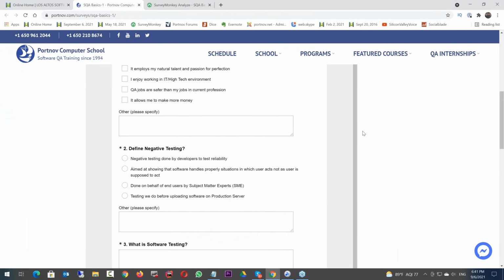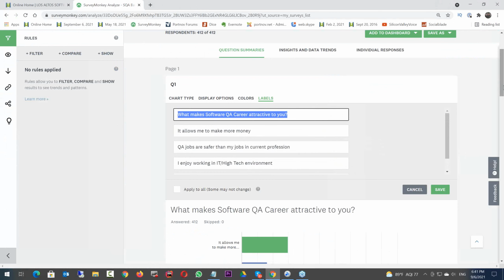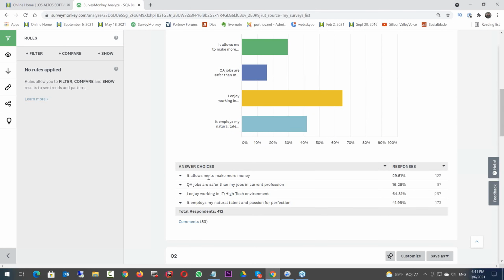Let's take a look at what we've got here as possible answers. It allows me to make more money, almost 30%. Guys, next time you don't mention money. QA jobs are safer than my jobs in current profession. Okay, 16%. You know, guys, it's not true. There are no safe jobs. Wherever you work, there is always someone who is thinking how to kick you out of work. Pretty much what we do in information technology, we are making sure people lose their jobs. We are coming with innovations, tools, things which help to improve the productivity, so we don't need that many people anymore. So yeah, no safe jobs.